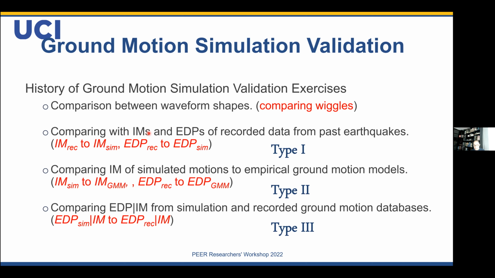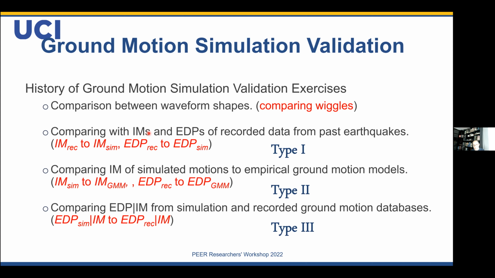Now, once it comes to validations, we have kind of professed this work can be divided into three types: type 1, type 2, type 3. Type 1, very simple. You have an earthquake that happened in the past. You want to see if you can replicate the same motions. It is a very simplistic view of the world.